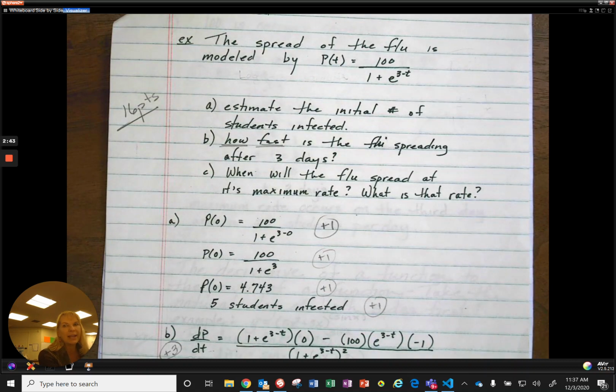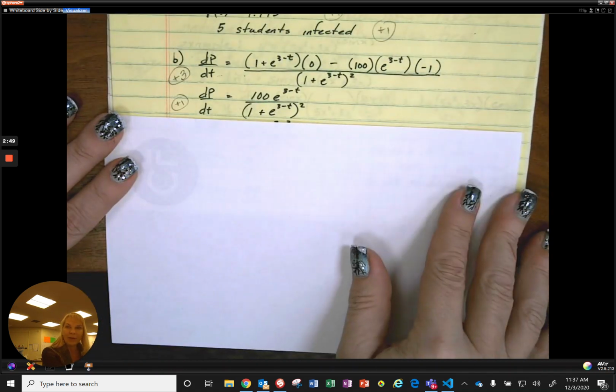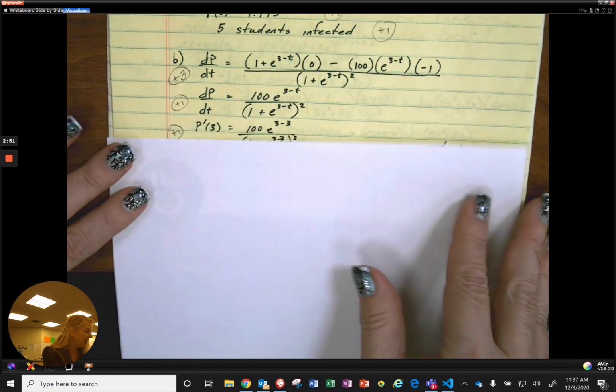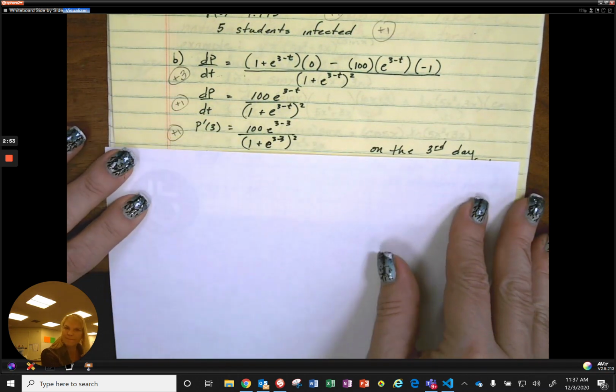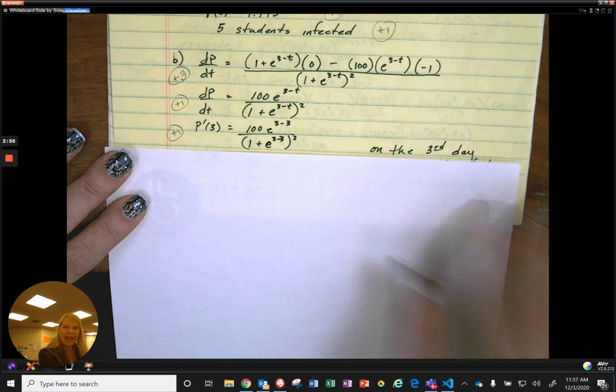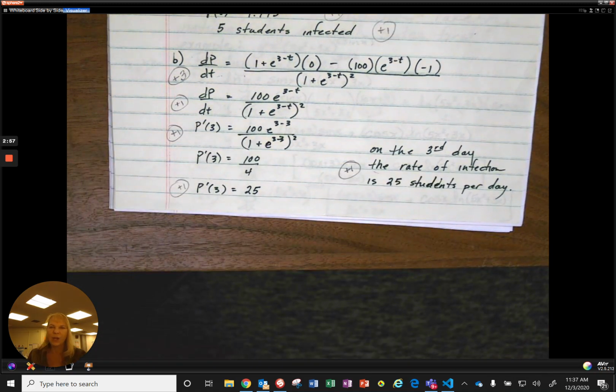So I would go back and read again the words. So now I'm going to plug in T with the 3 and solve. And when I solve that, I get P prime of 3 is 25. That means that on the 3rd day of the flu, the rate of infection is 25 students per day.